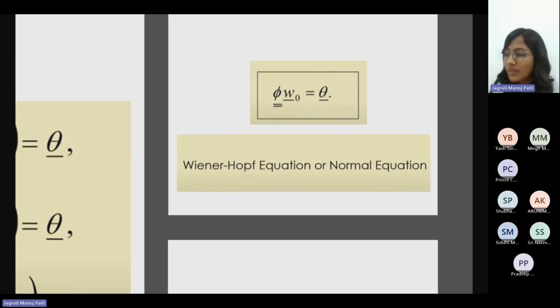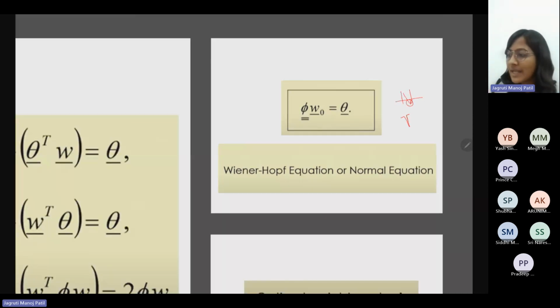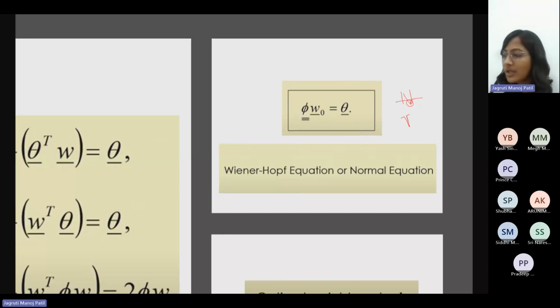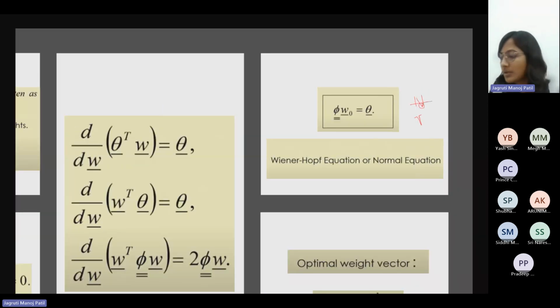Why the normal equation? Because whenever you find the points, they are at 90° to each other, or if you plot it, it would be something like this. You get a minima over here. So the actual angle between the two vectors or the points is 90°. So if you subtract one from the other and take a dot product, it will be 0.